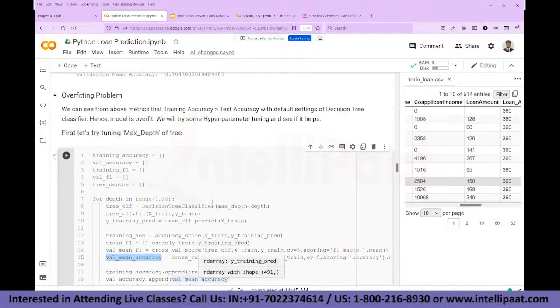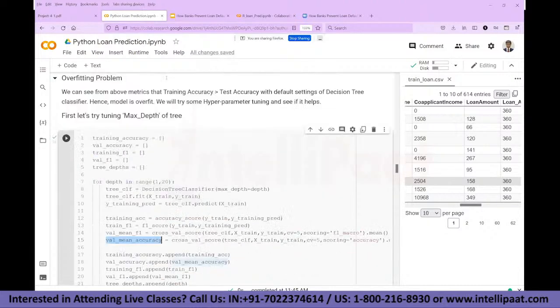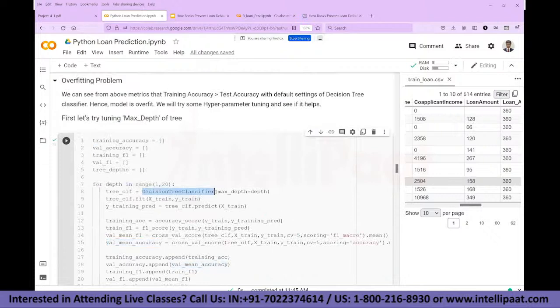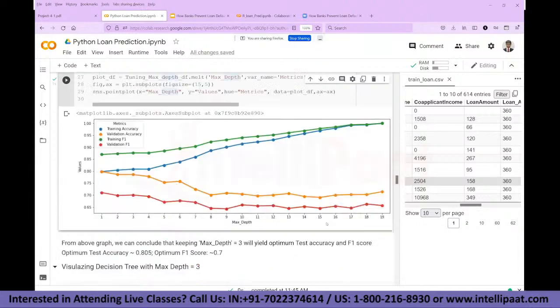What I did here is use a parameter called max depth that is there in my decision tree classifier. The decision tree classifier has this parameter called max depth. I experimented with different values of max depth, and then I plotted a curve like this, right? At max depth 19, I'm getting the highest accuracy in training, validation, training F1 and such.